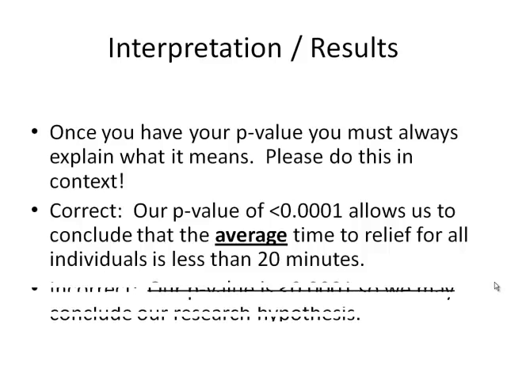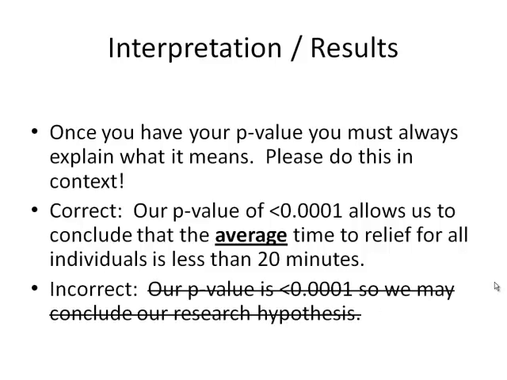An incorrect statement, because this is not in context, would be to just simply say that our p-value is smaller than 0.0001 so we can conclude our research hypothesis. Well, you need to tell everyone what exactly you're concluding. Simply saying that you're going to conclude the research hypothesis is not an acceptable form.